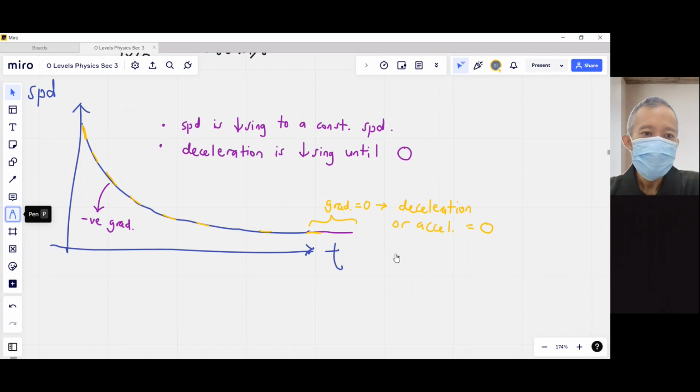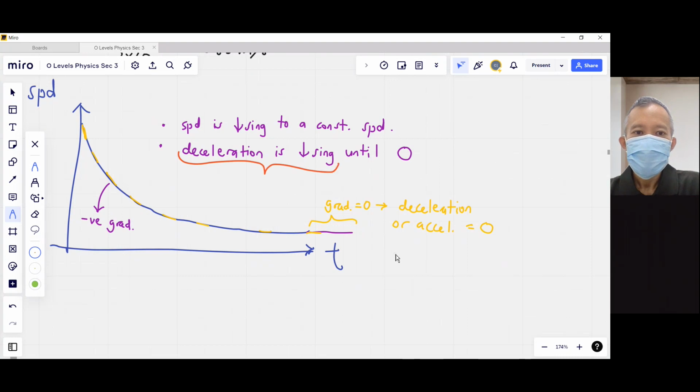Oh, and by the way, sometimes they use another term that you must recognize. Now, in this case, basically deceleration is non-uniform. Okay, so make sure you're familiar with this term as well, non-uniform, because it's not constant.